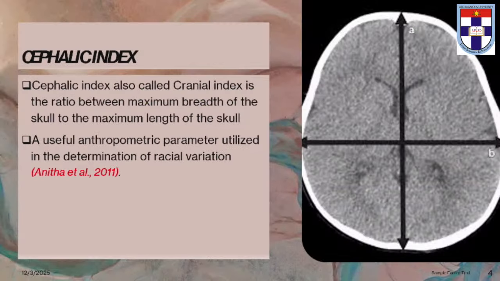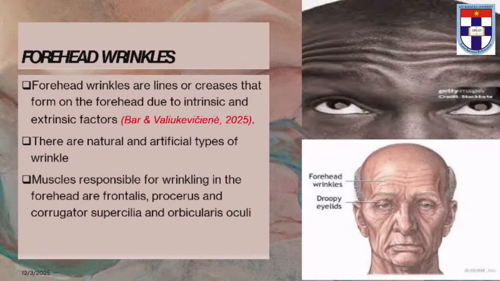So what is cephalic index? It is also known as cranial index. It is the ratio between the maximum breadth of the skull and the maximum length of the skull, a very useful anthropometric parameter utilized in racial variation.